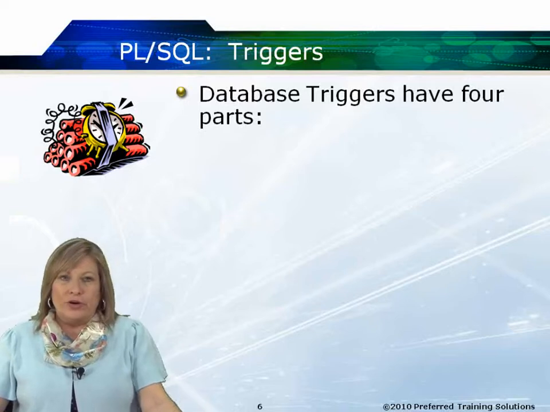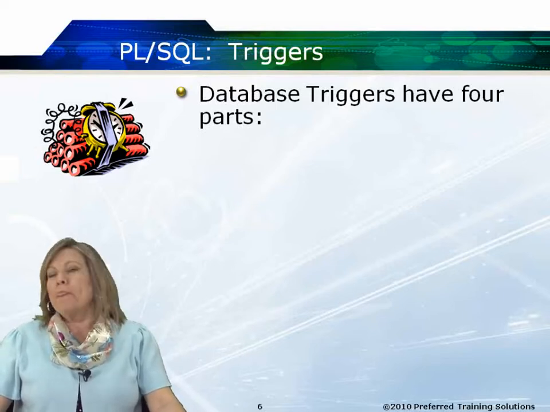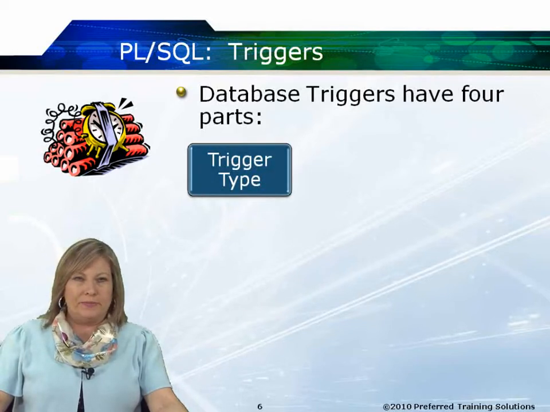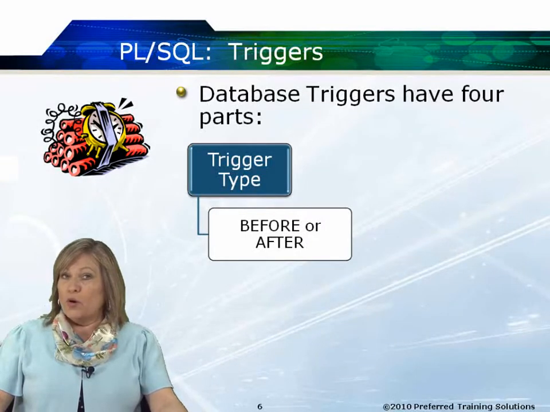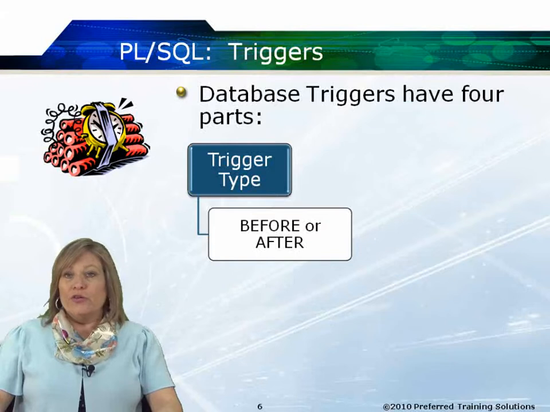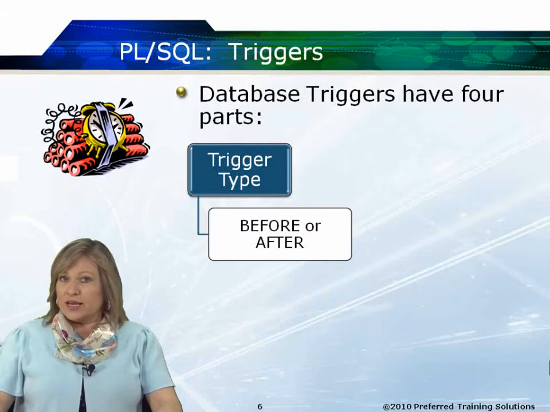Now, when you create a trigger, you basically have 4 different parts, and really one of the parts has 2 characteristics. So there's really 5 characteristics of a trigger that you would need to consider. The first part is what we call the trigger type. And a trigger type can either be before or it can be after. Now remember, the trigger is designed to execute based on an event. So when you write your trigger, you're going to specifically say whether or not you want this code to execute before the event or after the event.